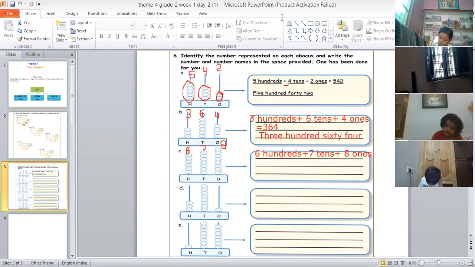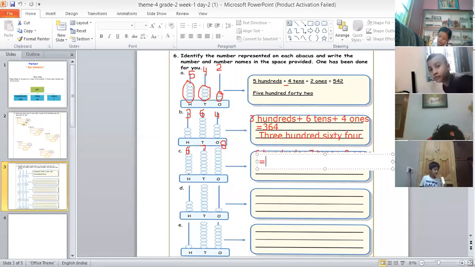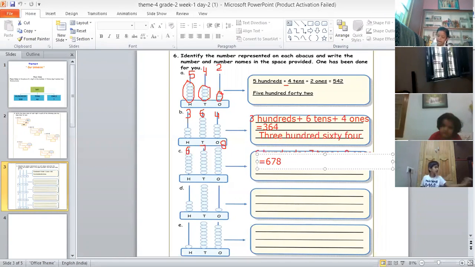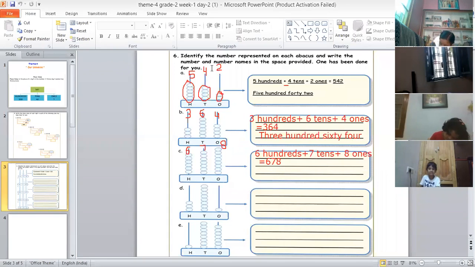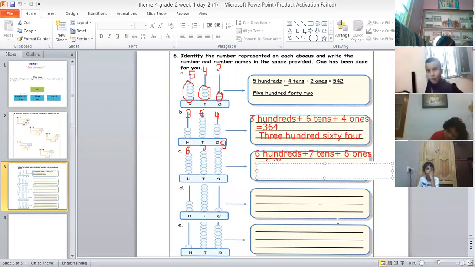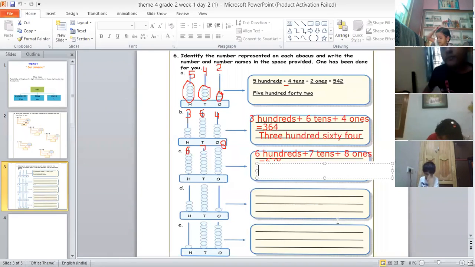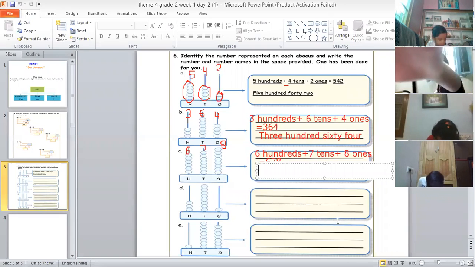Okay, fine. Now what we have to do in the next line, we have to put equal to sign and we have to write that number. So equal to, this number is 678. You have to write this in next line. Now, the last, you have to write its number name. Pathan, read that number. Unmute yourself and read. 678. Tell me its number name.